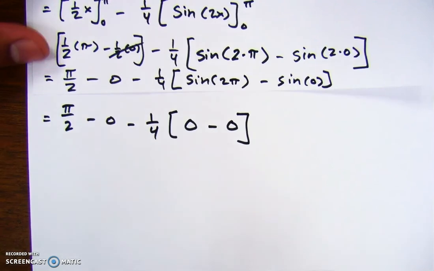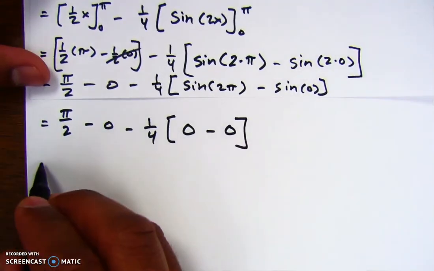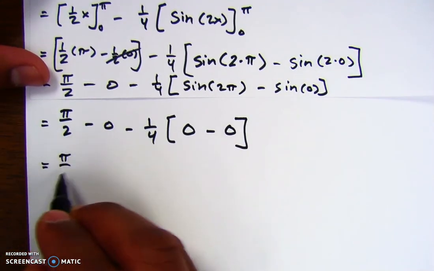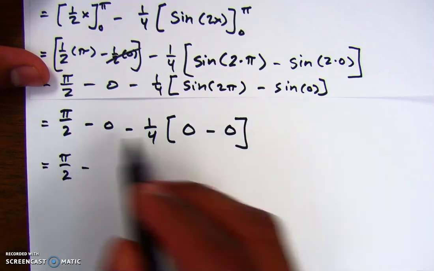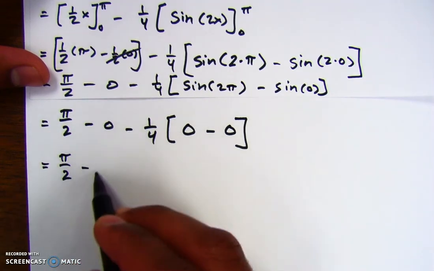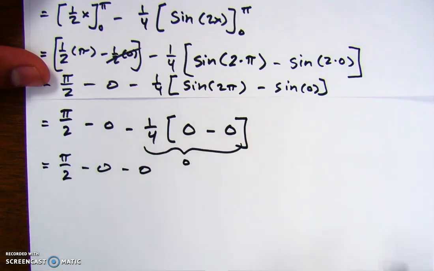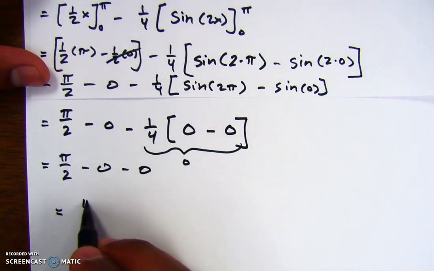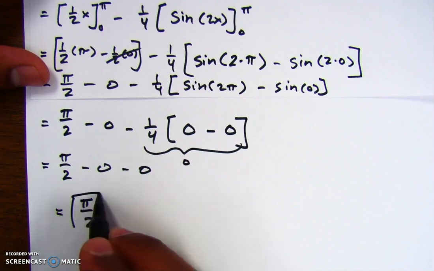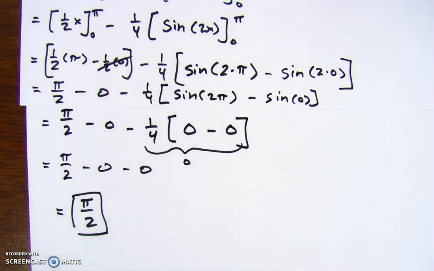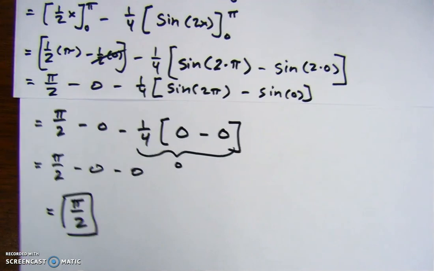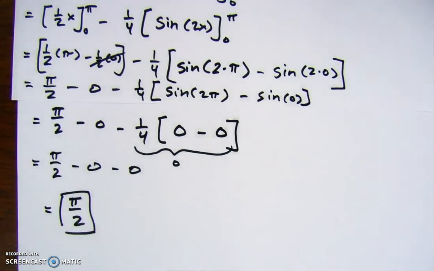And I'm doing extra work on purpose so you guys can see that all of this is just going to be 0. The answer is just pi over 2. Okay, and that's how you do problem number 1 on page 402.